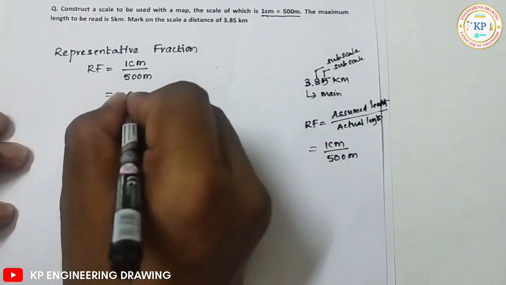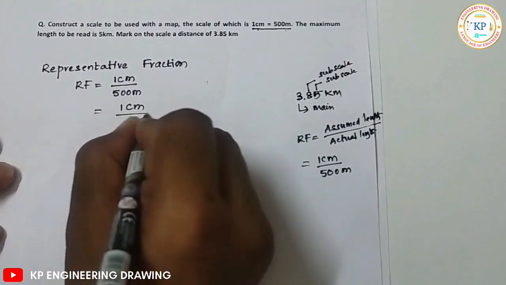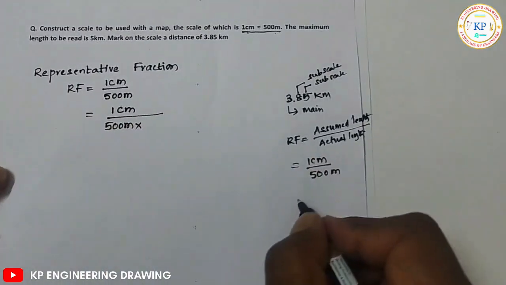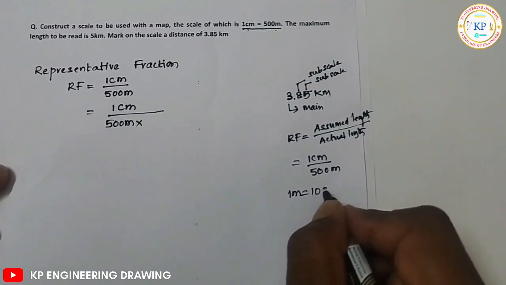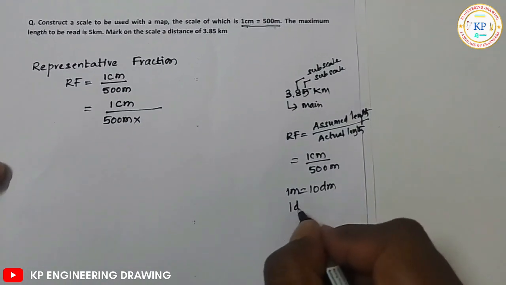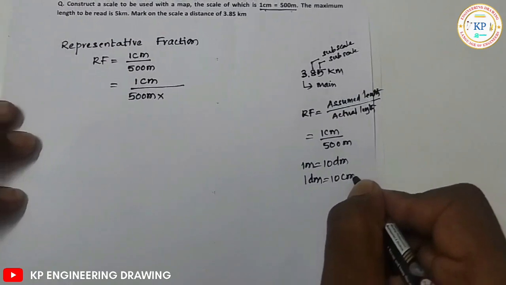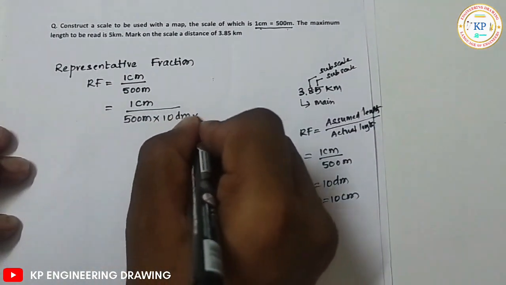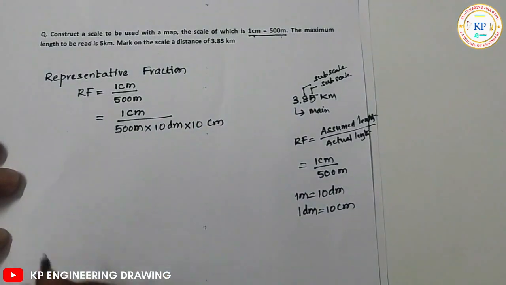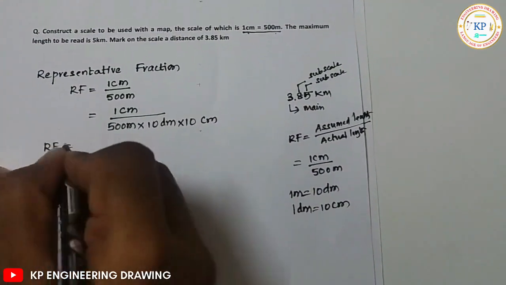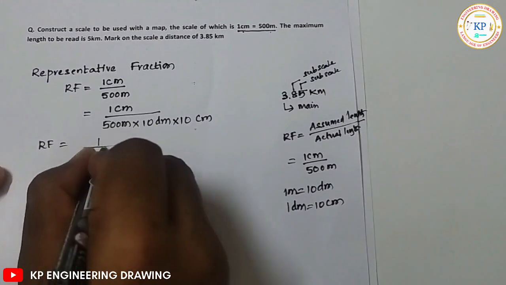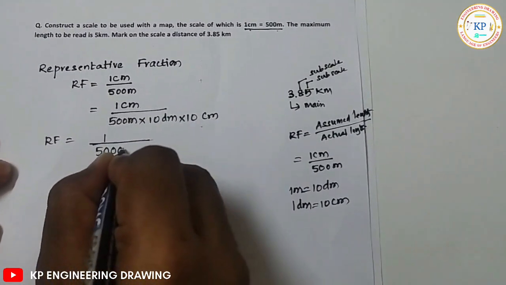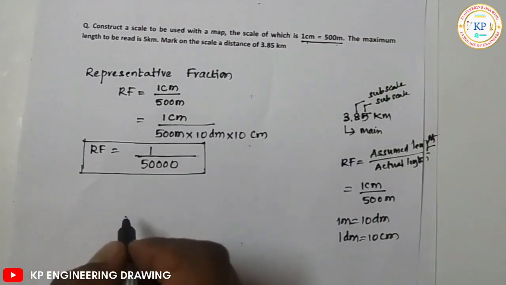So we can convert this as 1 centimeter divided by 500 meters. Already we know conversions. 1 meter is equals to 10 decimeters. 1 decimeter is equals to 10 centimeters. So 500 meters into 10 decimeters into 10 centimeters. So we'll get RF as 1 by 50,000. RF we got as 1 by 50,000.